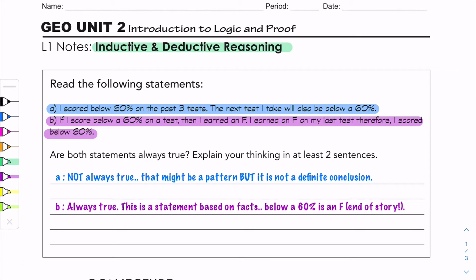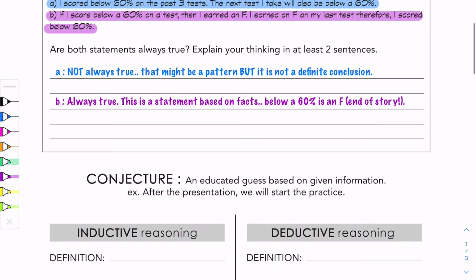Hopefully you had similar answers to what I did here, but again, this is just a warm-up leading us into inductive and deductive reasoning. As you can assume, one of these is going to be inductive and one of them is going to be deductive.